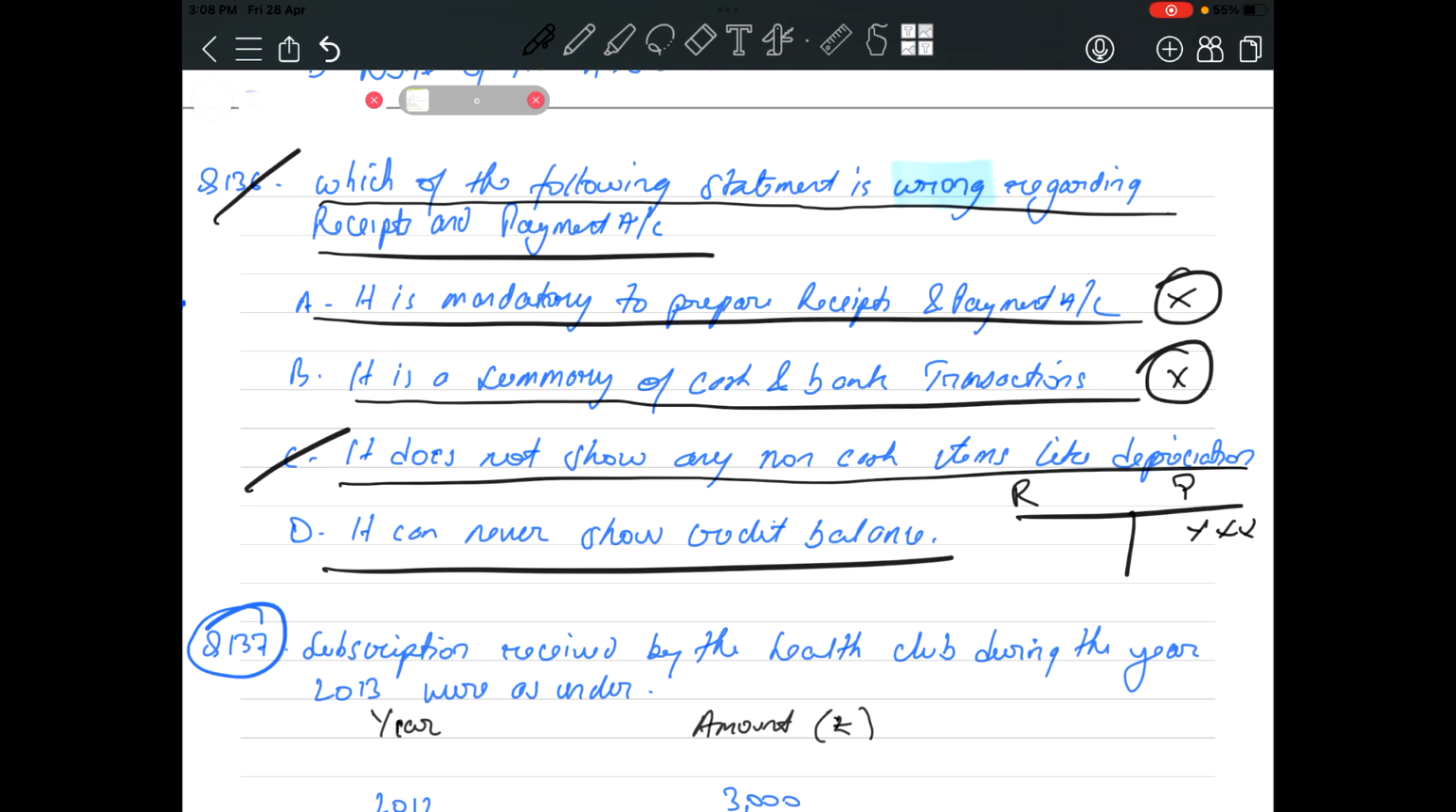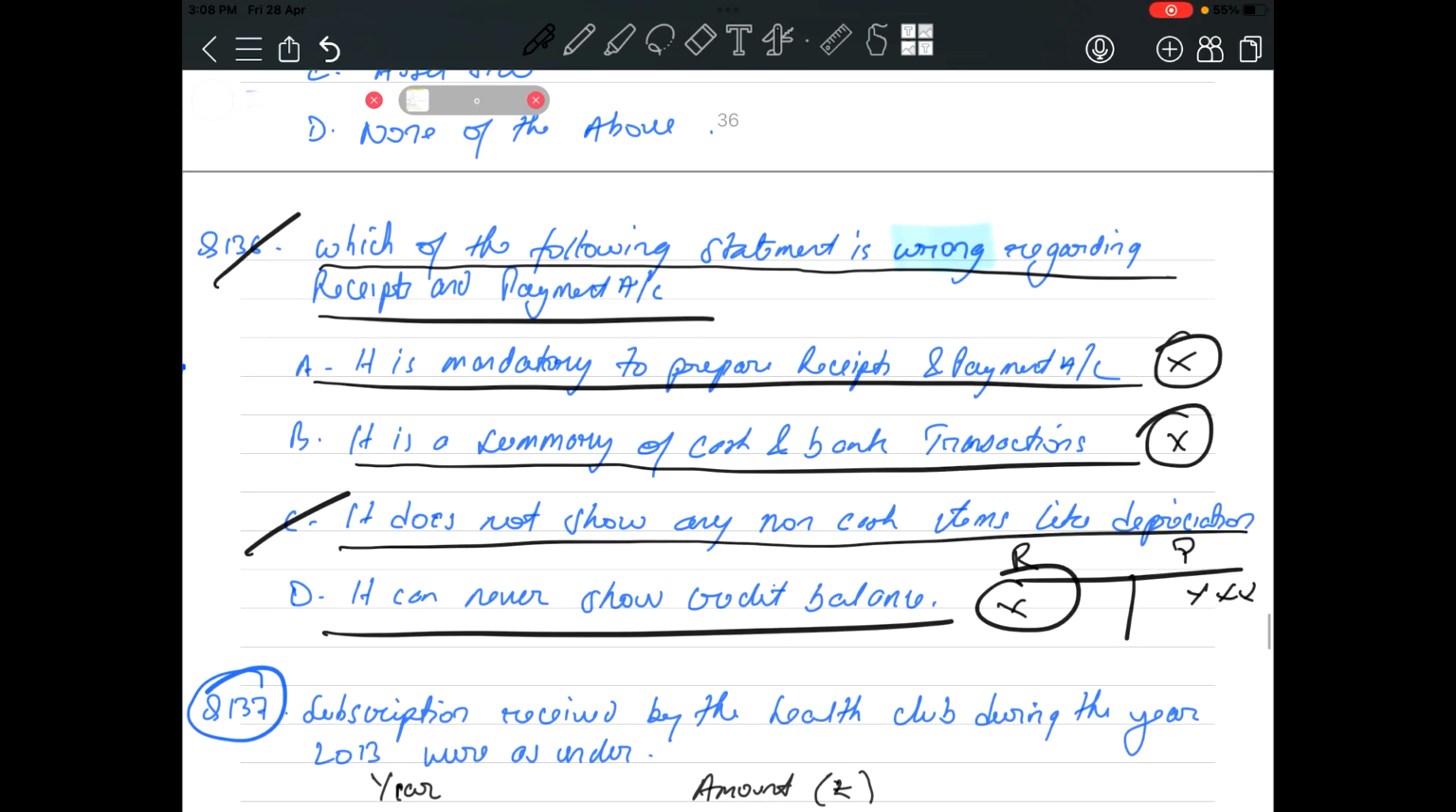Similarly, if you see the bank account, in a bank you get overdraft facility, right? Withdrawing more than what you have. So similarly, receipt and payment account will also have credit balance, okay. So the correct statement is C, the required statement. Which of the following statements is wrong? So it does not show any non-cash items like depreciation.